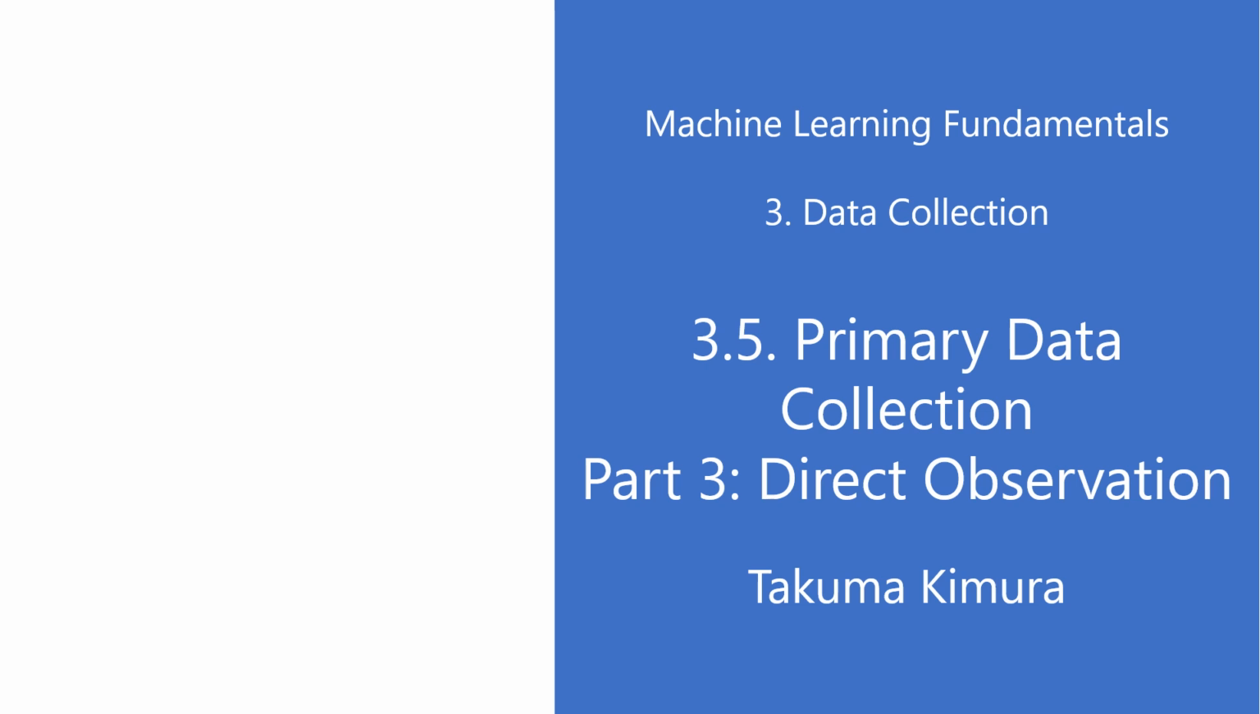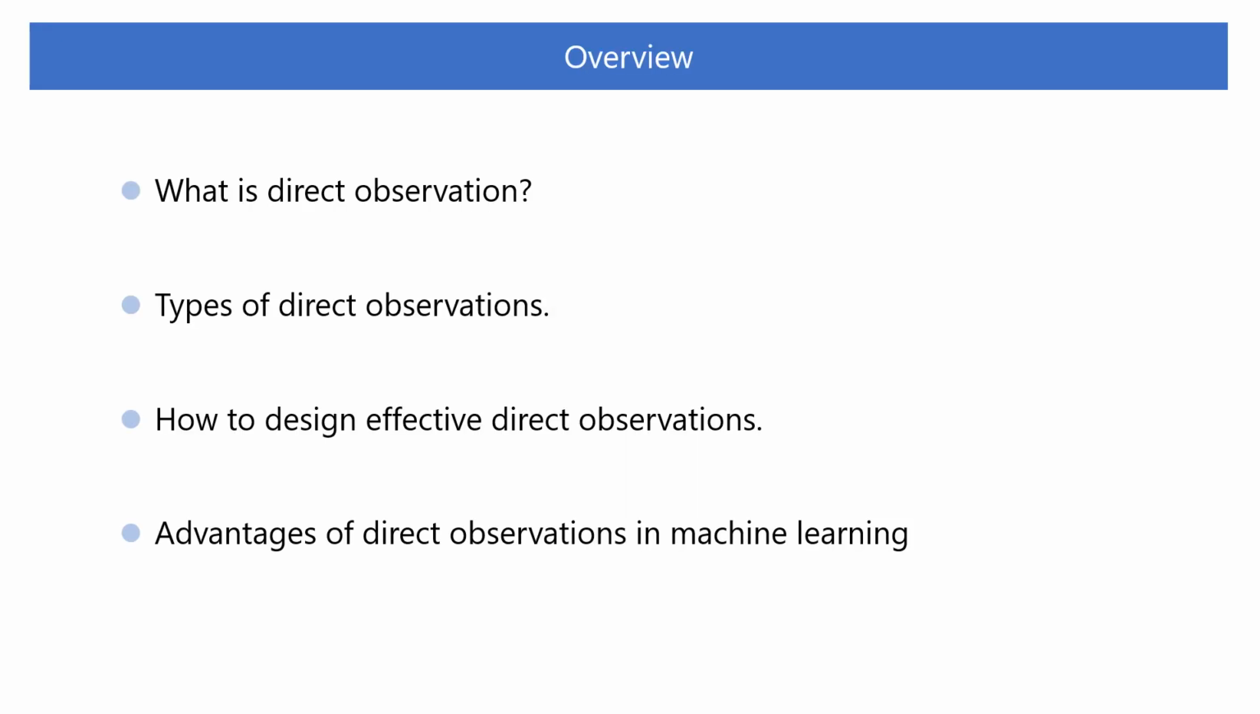Chapter 3, Section 5, Primary Data Collection, Part 3, Direct Observation. In this section, you will learn direct observation as a method to collect primary data, what types of direct observation there are, how to design direct observations, and advantages of direct observations in machine learning.